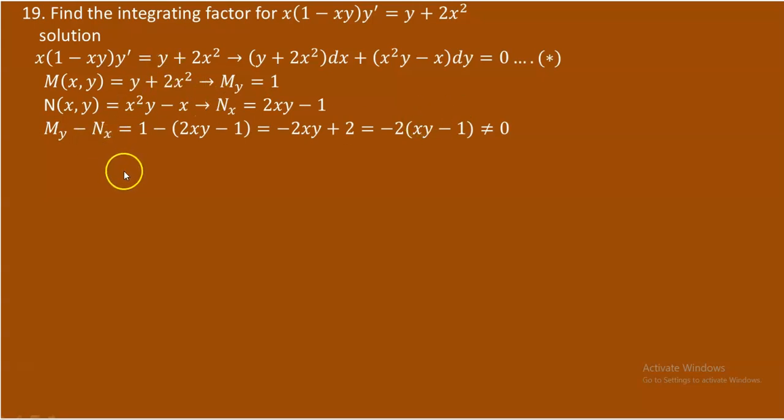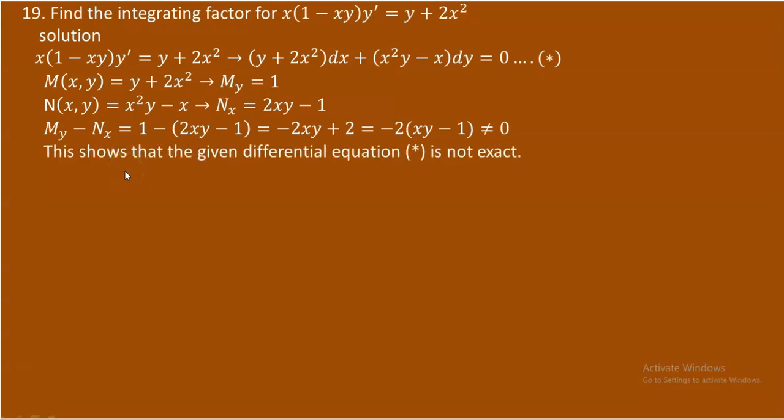So now how can we change this non-exact to exact? Let's find this integrating factor. Let's proceed into the next one. We are having this one. Look, students, my minus nx is already determined. It's obtained to be this one, minus 2 into xy minus 1.